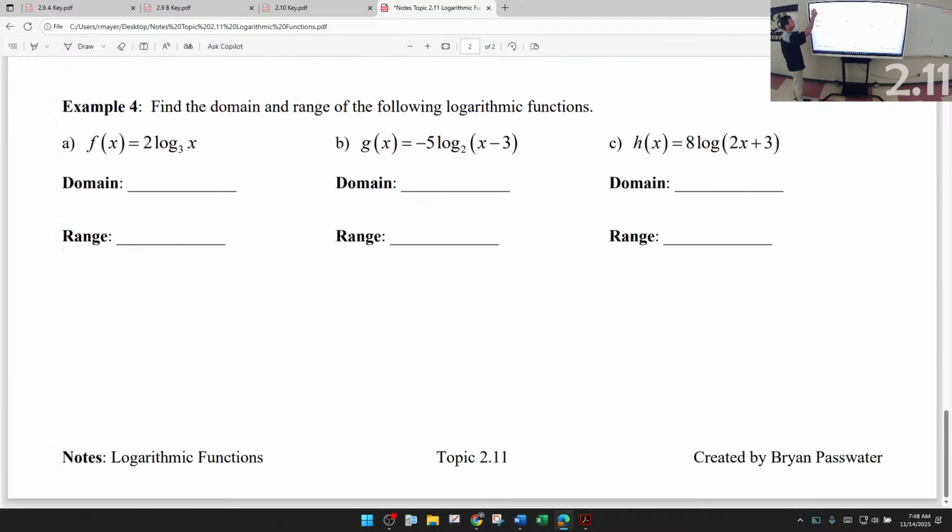Last 4, hopefully easy. Find the domain and the range. Domain and range, and all these are logs. So the range is easy for every single one of these because I don't care if it's shifted up, down, left, right. Every one of these ranges is negative infinity to infinity because they're the opposite of the domain.